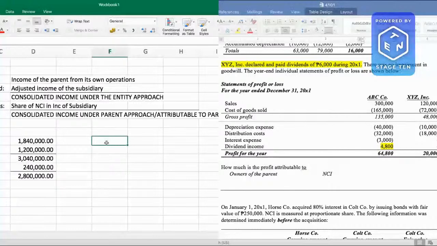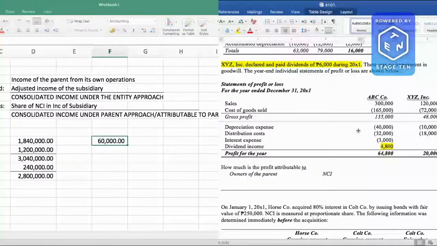And what are we supposed to do? Remove the dividend income from the subsidiary because what we need is the income of the parent from its own operations. So instead of 64,800, class, we will deduct 4,800, the amount of dividend income received from the subsidiary. We will deduct 4,800 from 64,800. So that means the income of the parent from its own operations is equal to 60,000.